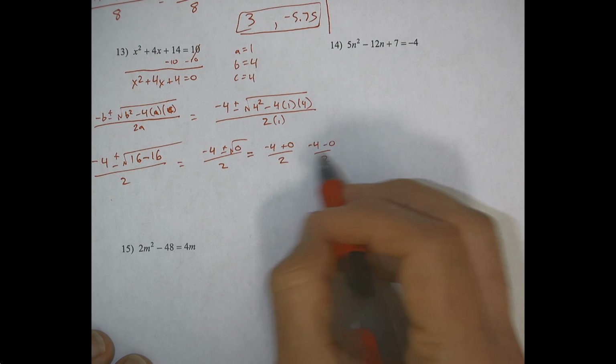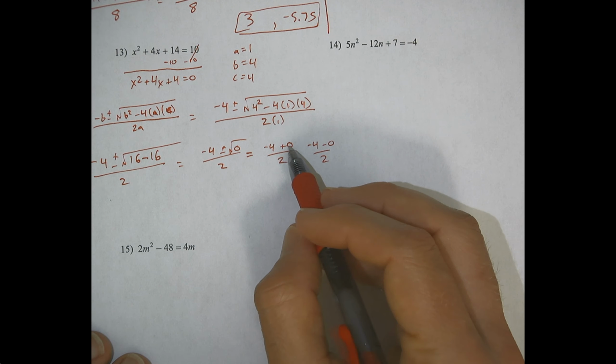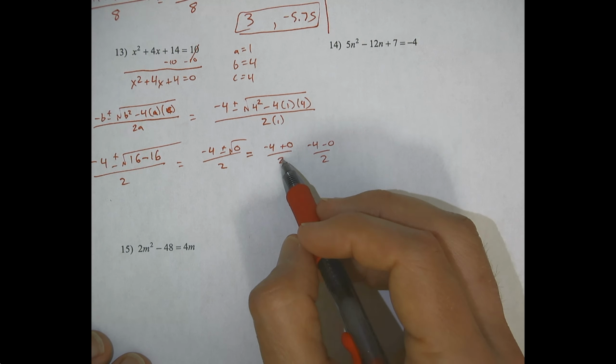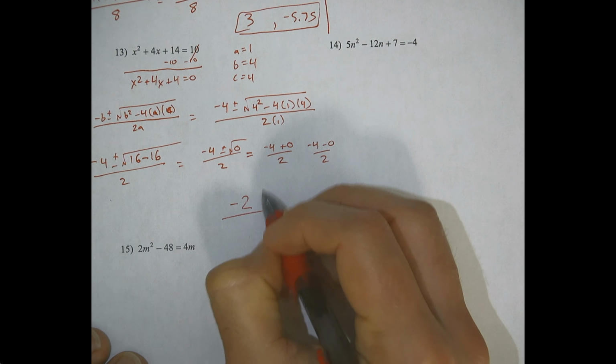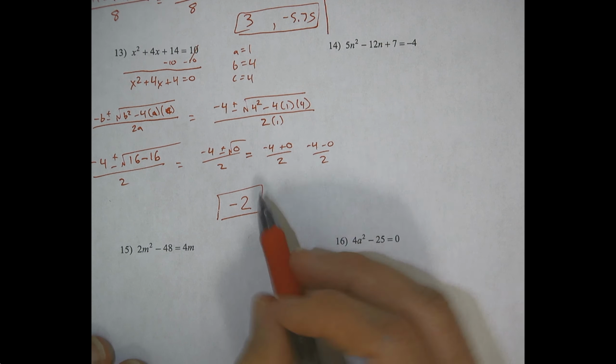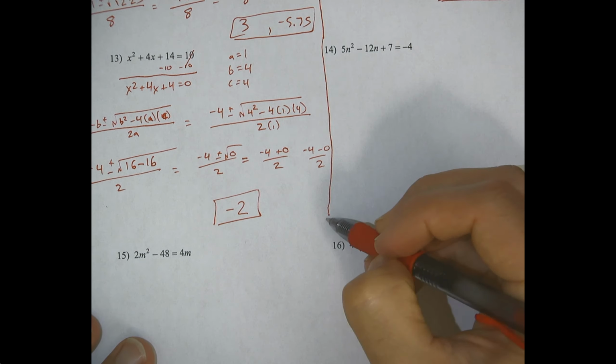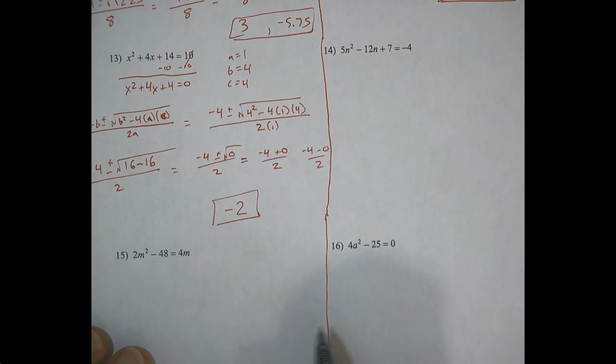But what's going to be the difference here? There isn't going to be a difference, because whether I add 0 or minus 0, I still get negative 4 on top, and negative 4 divided by 2 gets me the answer of negative 2. So you'd get it twice if you ran it twice, but it's the same answer. So there's just one solution of negative 2.